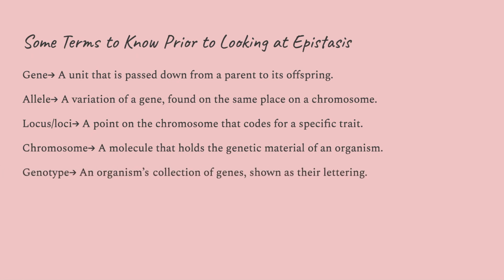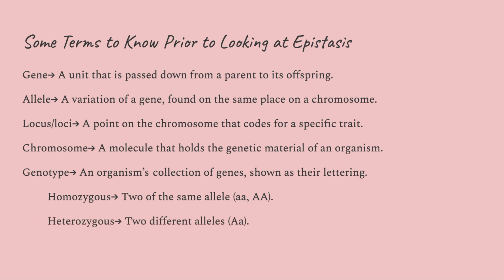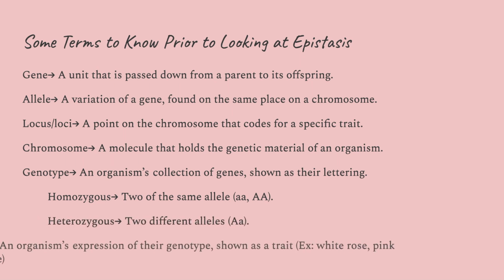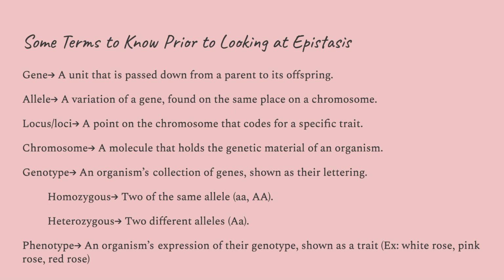A genotype is an organism's collection of genes, which are shown in their lettering. With homozygous genotypes, it is two of the same allele. With heterozygous genotypes, there are two different alleles being expressed. A phenotype is an organism's expression of their genotype, which in our case will be white, pink, and red roses.